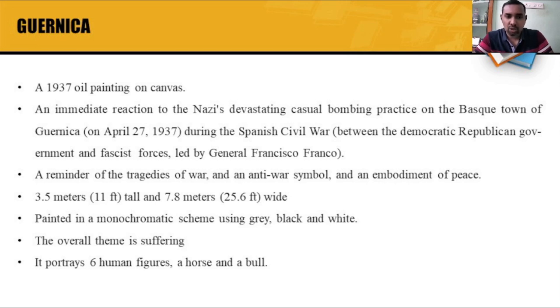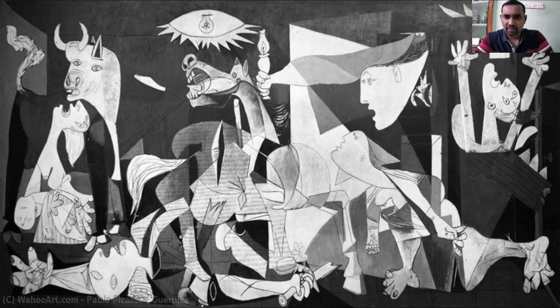Picasso painted it in a monochromatic scheme using gray, black, and white. The picture is full of symbols, and its overall theme is one of suffering. It portrays a frenzied tangle of six human figures, which include four women, a man, and a child, and a horse and a bull. These nightmarish figures and dismembered bodies in the painting can be seen as the influence of the movement called surrealism. Let's look at the finer details of the painting.